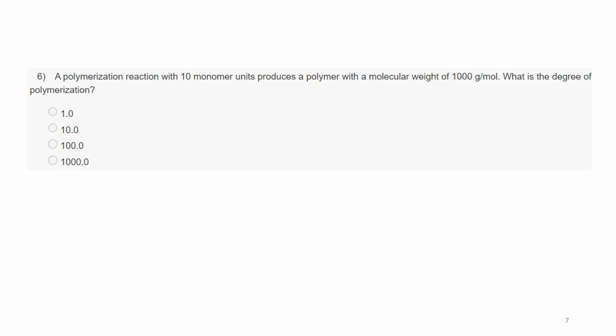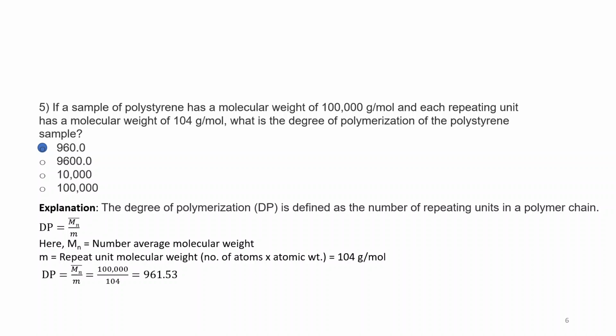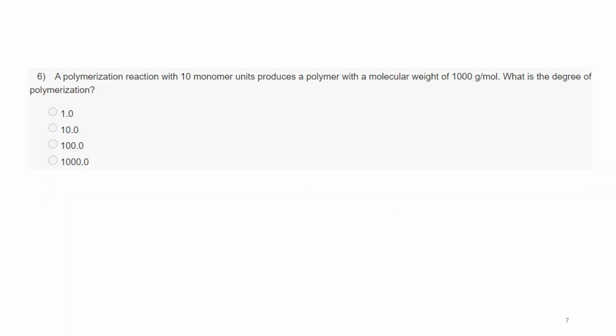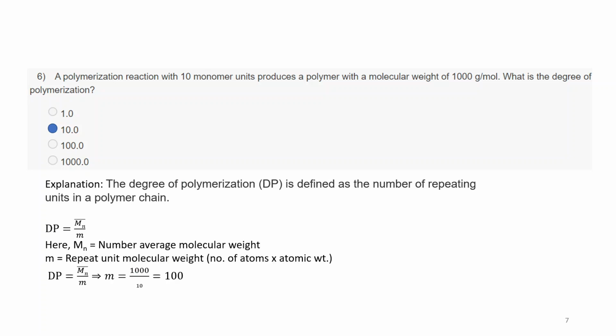Next question is, a polymerization reaction with 10 monomer units produces a polymer with a molecular weight of 1000 gram per mole. So what is the degree of polymerization? It is similar to the previous question. Here also you have to just divide 1000 by the 10 monomer units, and you'll be getting 100 as the correct answer. So 100 will be the correct answer here, not 10.